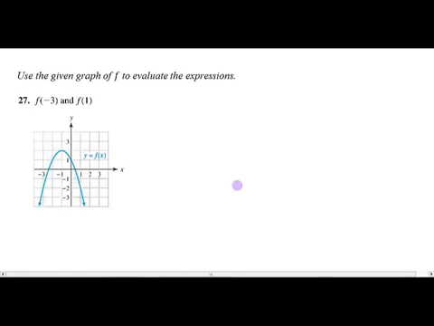Use the given graph of f to evaluate the expressions. Again, f of negative 3: we've put negative 3 in place of where the x usually is in function notation. So they're telling us that the x is negative 3. Let's find the place on the graph where x is negative 3. We find it there, we go down, we have this point, negative 3, negative 2. So f of negative 3 is negative 2.